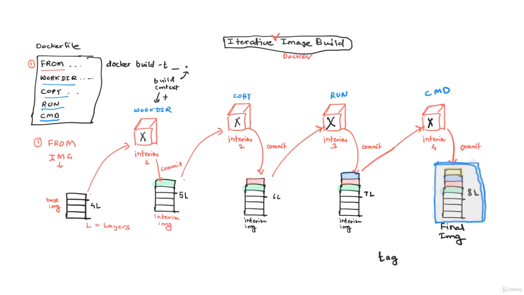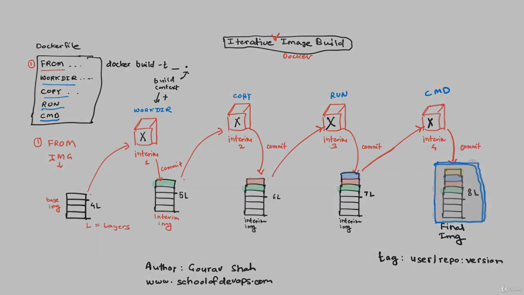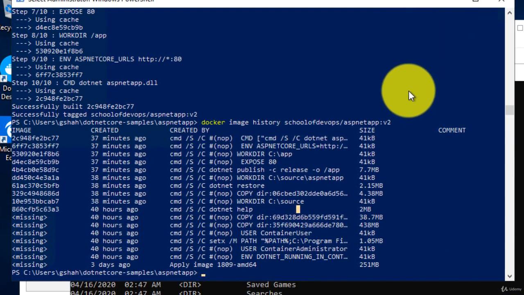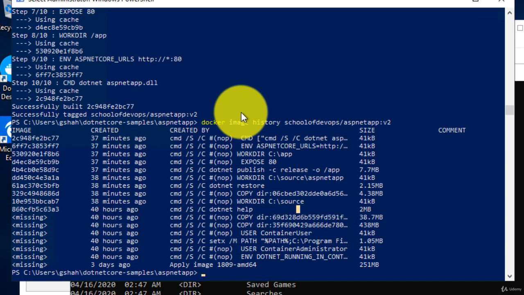The tag typically contains the user or the namespace, user, project or organization, the repository, colon, the version. And that is how this iterative build happens, and that's what is the secret to the image layers. And you could examine this iterative process by running docker build again.